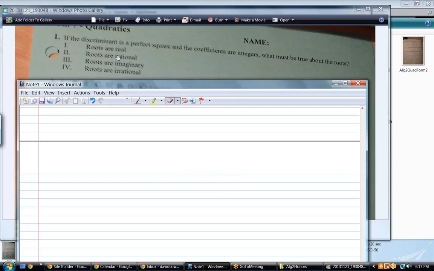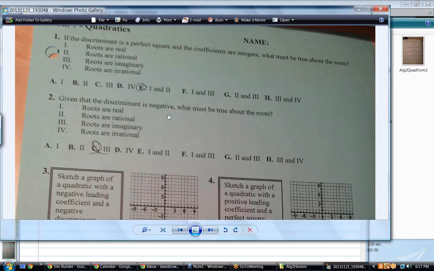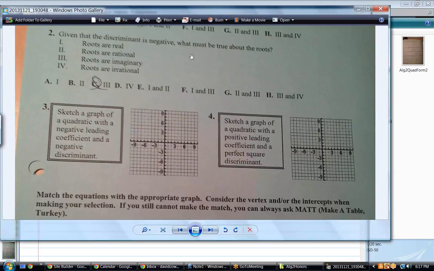I'm sorry, it's 2. Roots are rational, and roots are real, 1 and 2. Okay. What if the discriminant is negative? What must be true about the roots? They're irrational? They're imaginary. Okay.